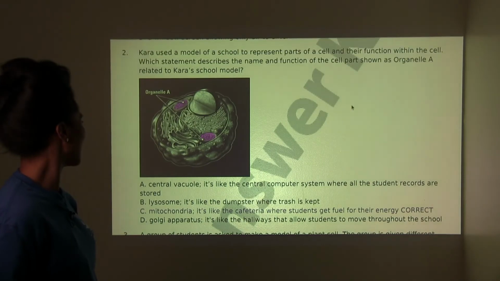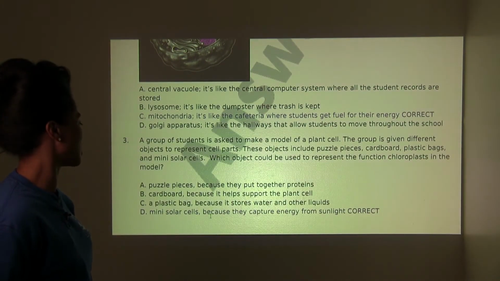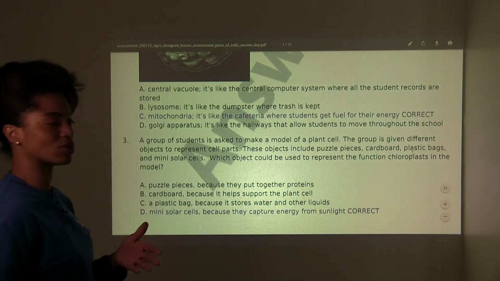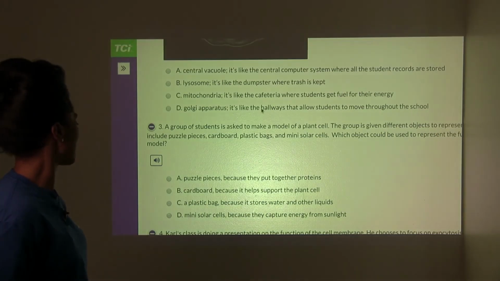Ready? The answer for number 3 is D, many solar cells, because they capture energy from sunlight. Think of the chloroplast's job in the plant cell. All right, good job. Here we go.